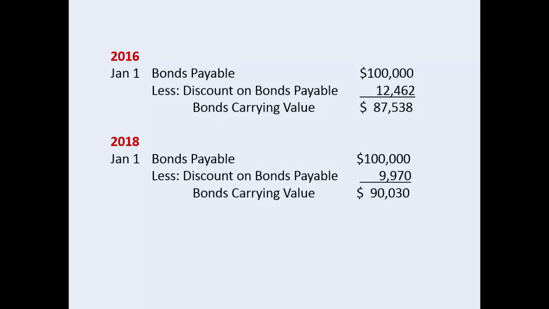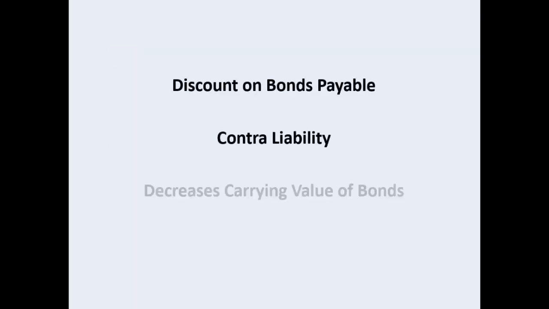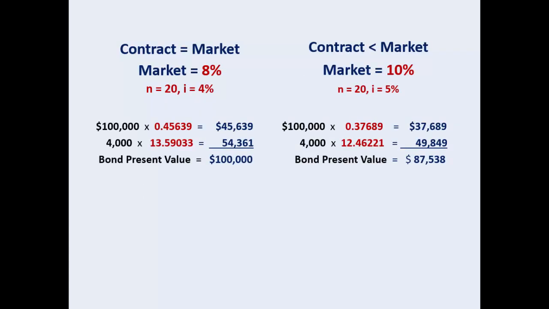So carrying value, how you see it changes. In 2016, the original was $87,538, but it needs to equal face value, $100,000, and you do that through amortization of that discount. Notice the carrying value gradually increases until it matures. Discount on bonds payable, the key is it's a contra liability. It decreases the carrying value of the bond.